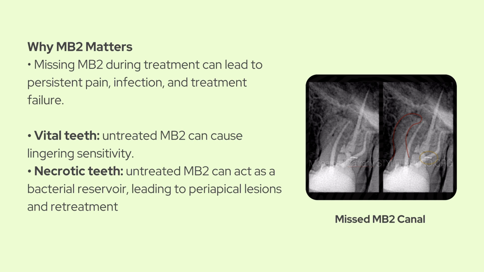Studies consistently show that untreated MB2 canals are a major cause of persistent apical pathology and retreatment cases, which really emphasizes how crucial it is to locate and treat that canal properly.